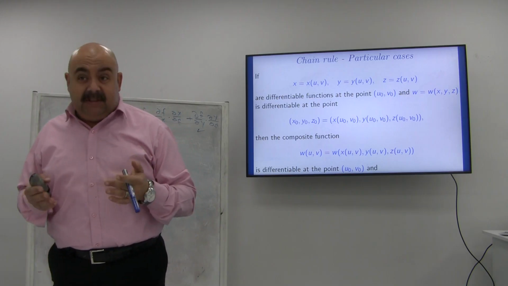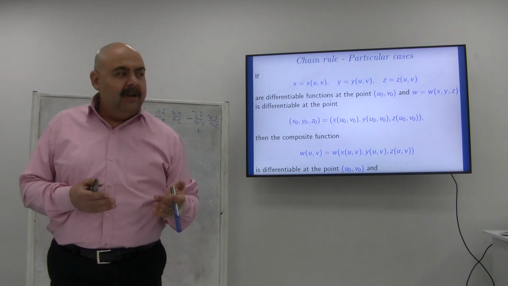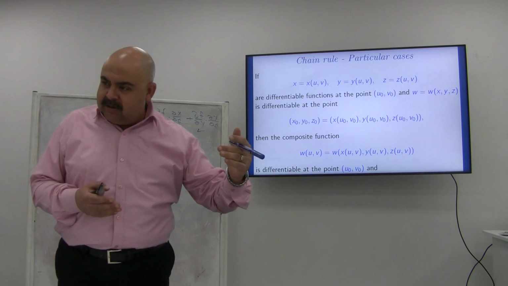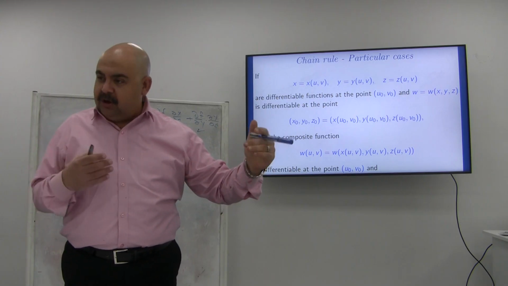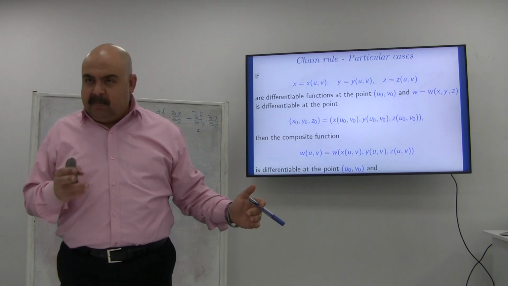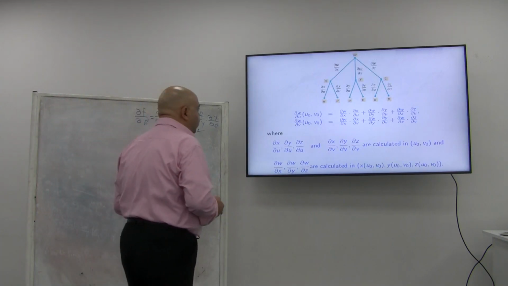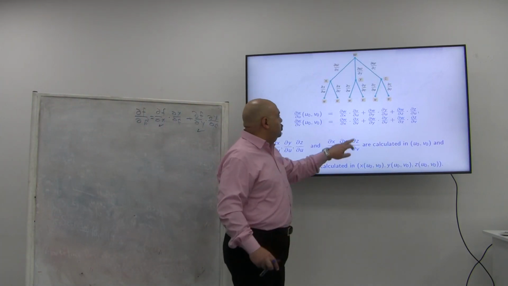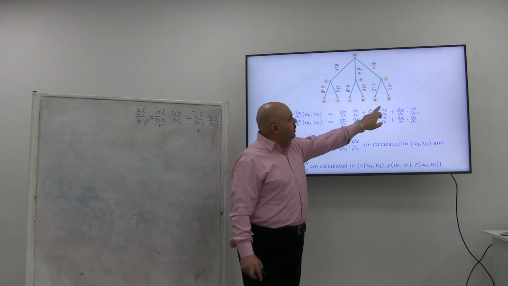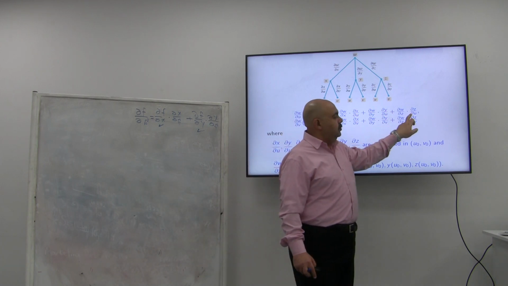I will differentiate z with respect to its variables. So it's going to be partial z partial x, partial z partial y, partial z with respect to z. Then multiplying each part by the corresponding value: partial x partial u, partial y partial u, partial z partial u.